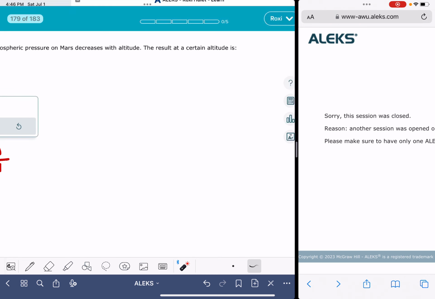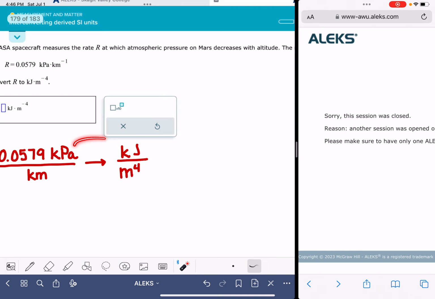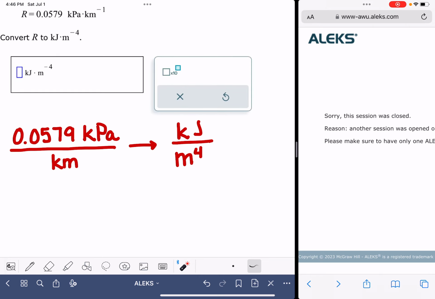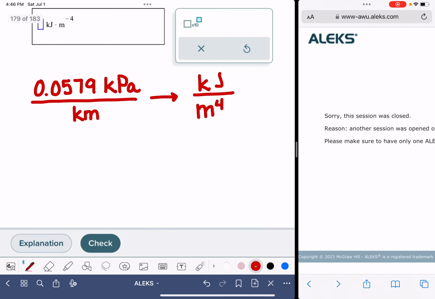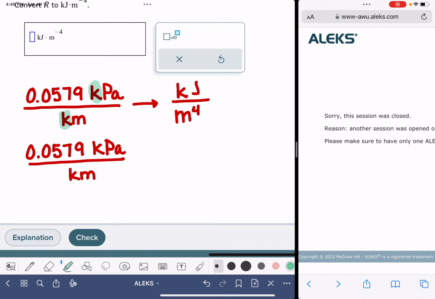And I'm pretty sure if you go into the ALEKS data tab, there probably isn't a conversion factor to go between pascals and joules. So this is something that you're going to have to go step by step. My suggestion when you start working on this problem is to begin by removing any metric prefixes that are on any of your starting units. So for me, that means I want to get rid of the kilo part of the kilopascals, and I also want to get rid of the kilo part for kilometers. I'm going to strip away all of my metric prefixes. That's going to make this problem easier to solve.